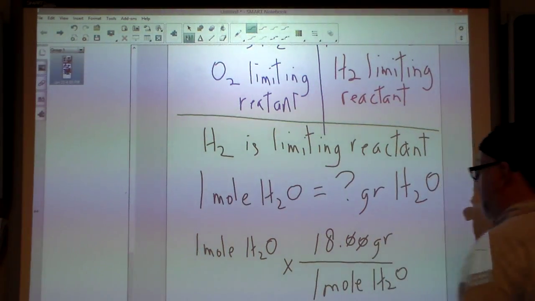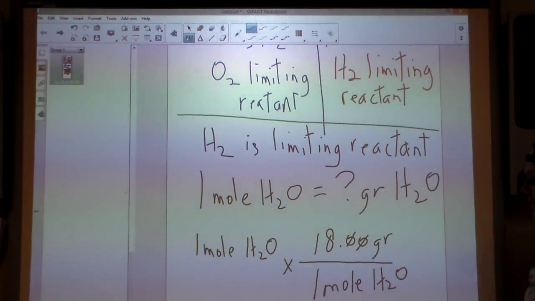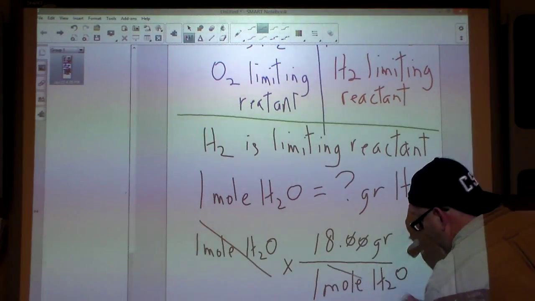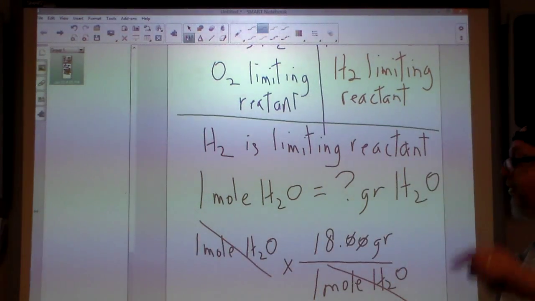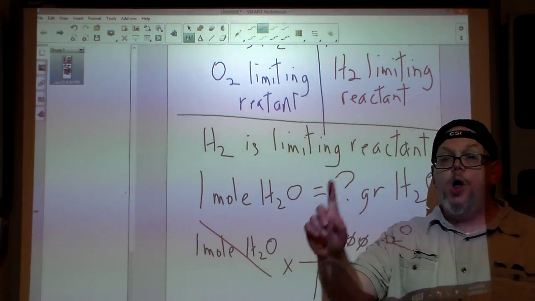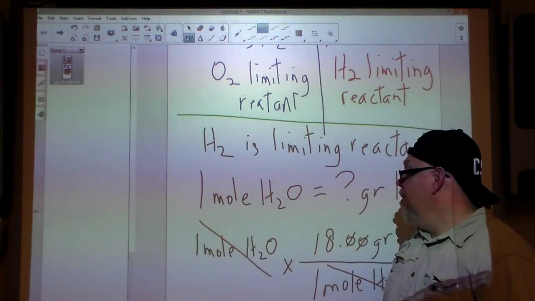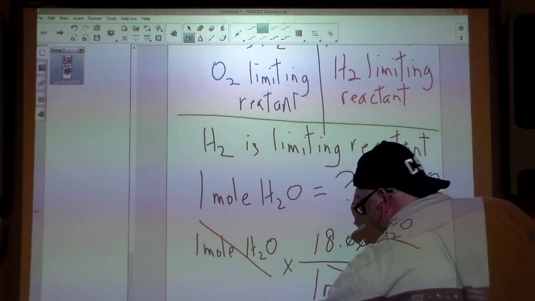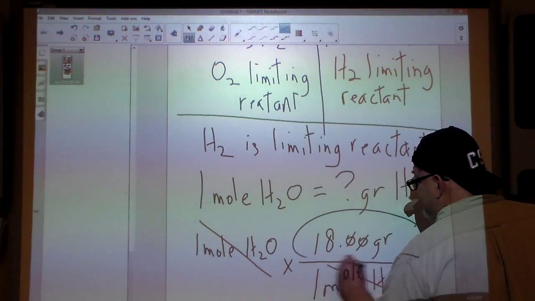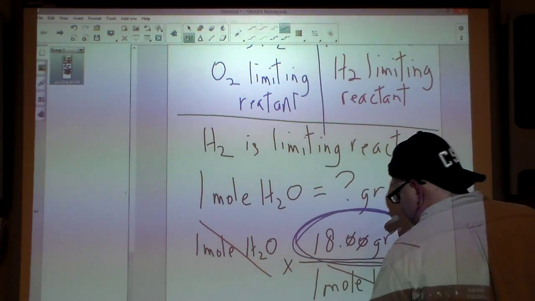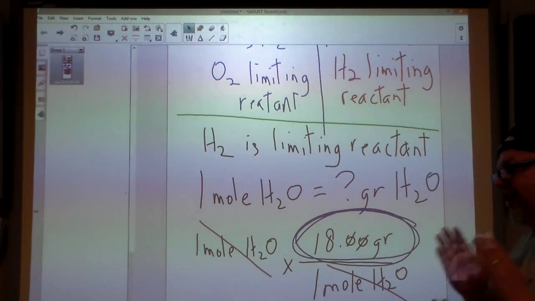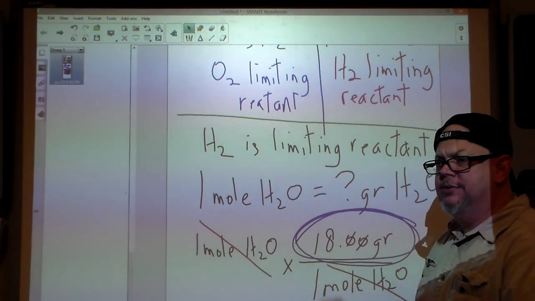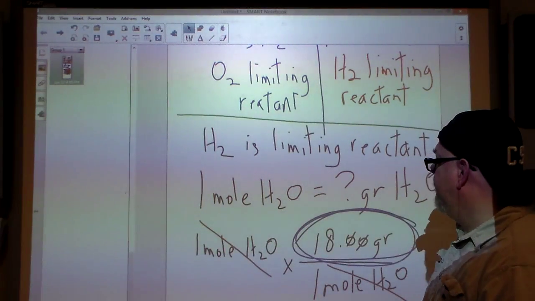Now, check this out. The moles of water cancel each other out because anything over itself is 1. So what are we left with for our final answer? Our final product. For all that trouble, we are going to manufacture a whole whopping 18 grams of water. What a way to go, huh?